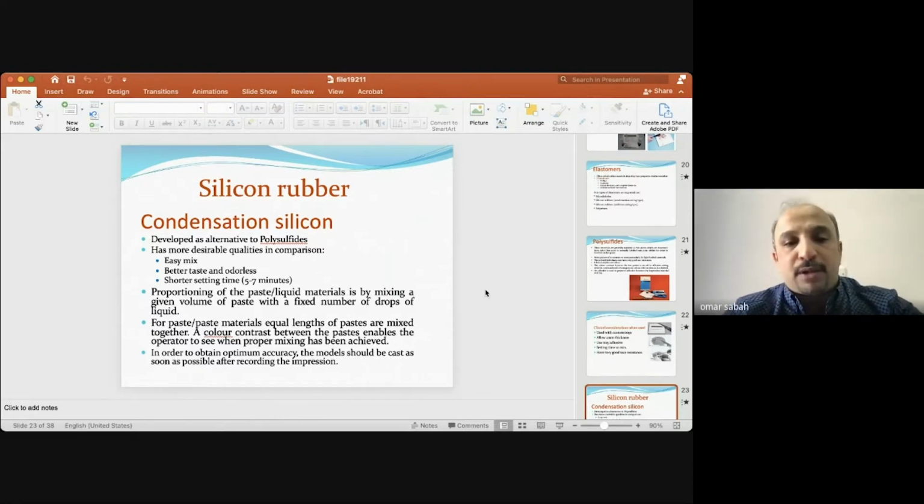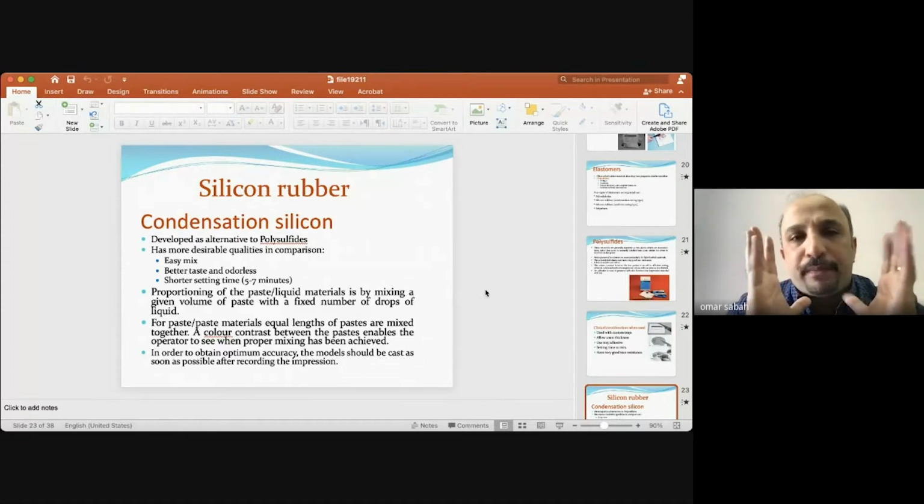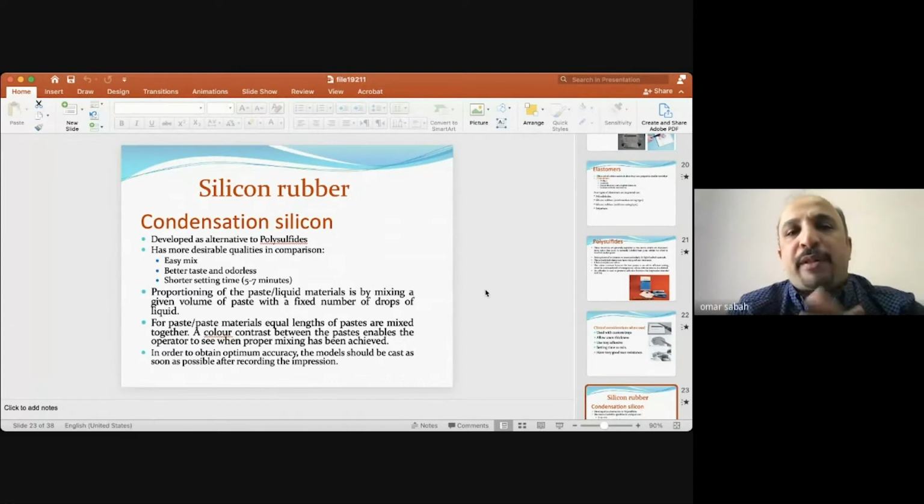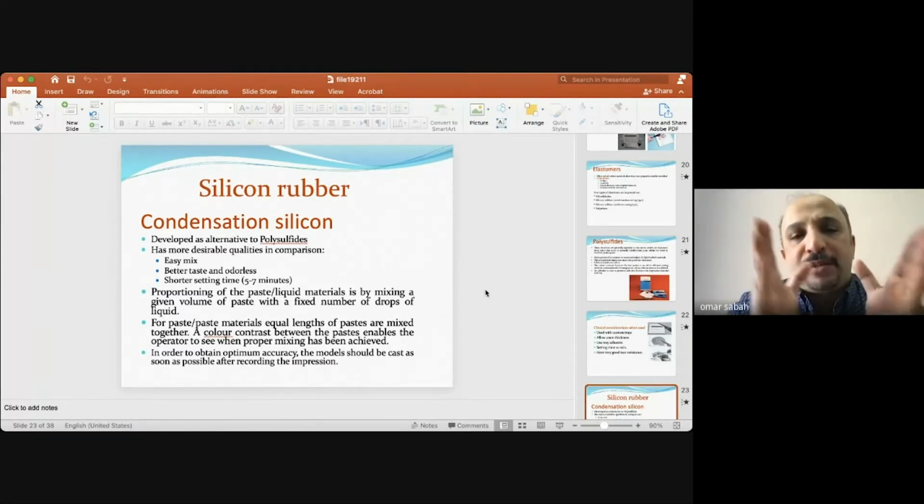The proportioning of the paste-liquid material is done by mixing a given volume of the paste with a fixed number of drops of the liquid. For a paste-paste material, equal lengths of the paste are mixed. Look, these materials come in two forms. The form, or the shape, or the package of these materials comes either as paste and liquid, or paste and paste.